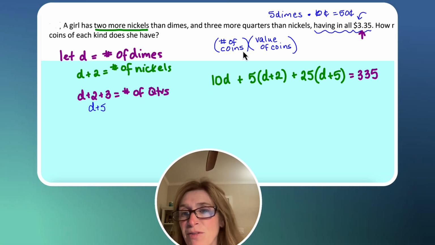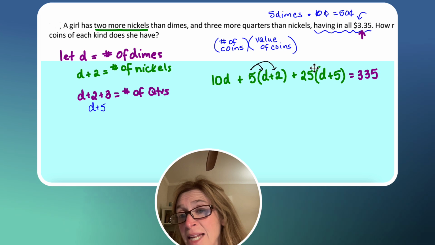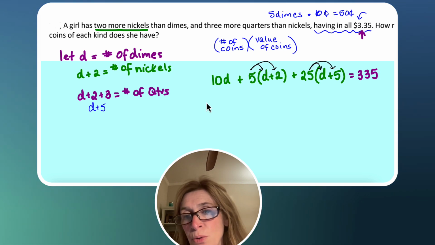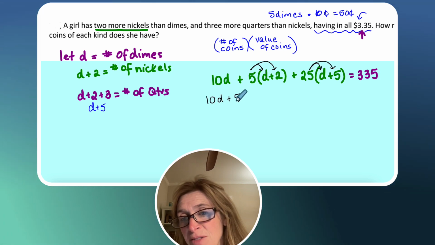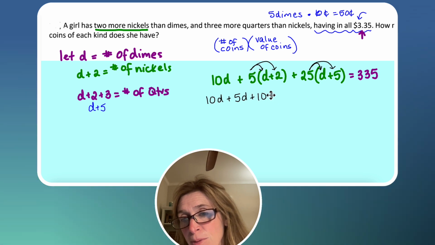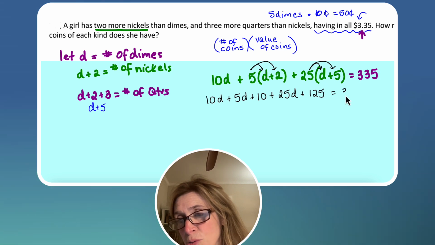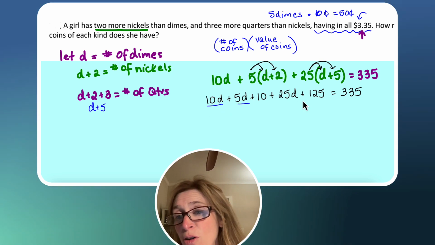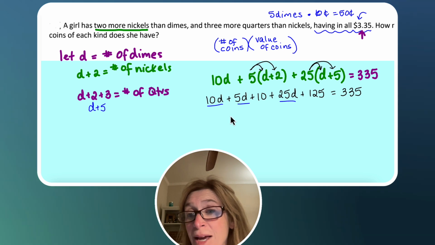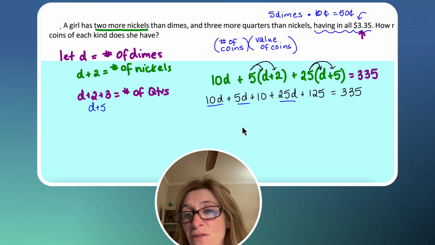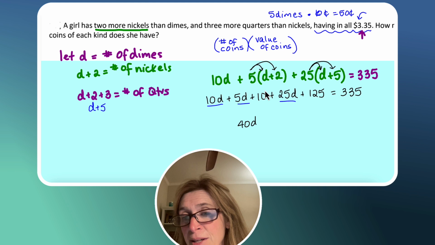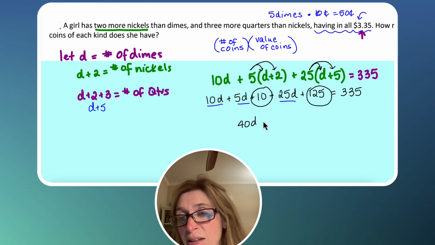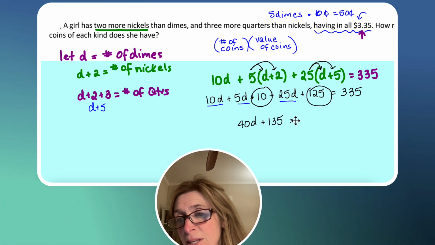All right, now we simplify. So we're going to want to distribute in any place we can. So 10D plus 5D plus 10 plus 25D plus 125 equals 335. With this beautiful equation in one variable, we want to combine the like terms on the one side first. So I have all these like terms, same variable raised to the same exponent. So that's going to give me 40D. And then I've got a 10 and a 125, which is going to give me 135 equals 335.